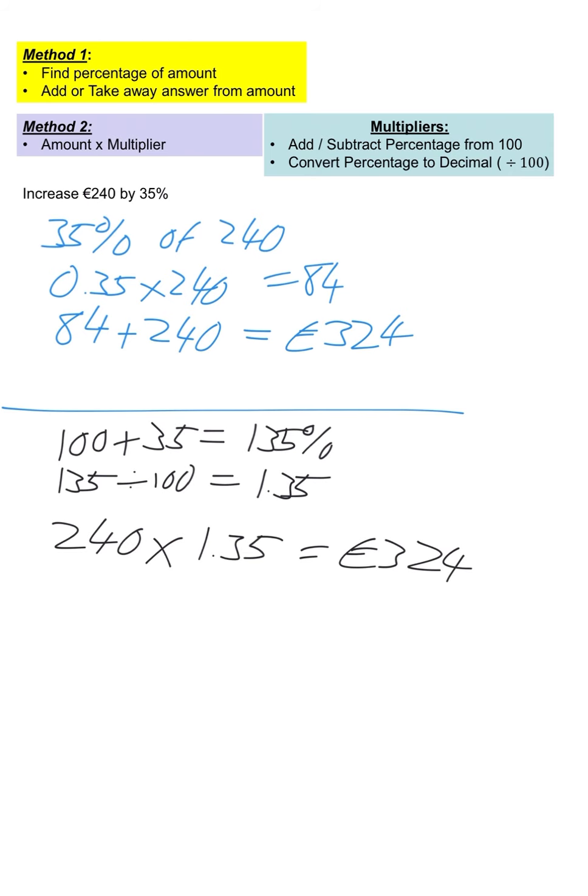Okay, and you'll see as well, as you get used to these, the second method is a lot easier because you can tell from looking at something. Like if it was, let's say, 15%, I'd be multiplying by 1.15. If I was increasing by 20%, I'd be multiplying by 1.2.